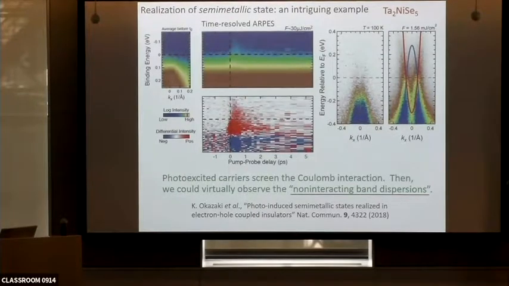Sorry for interrupting you. How can it be 30 microjoule per centimeter squared? That's a very low fluence for an ARPES experiment. Really? This one? Yeah, it's quite strange. I do not really understand. This is the data from the paper, so I think I did not write this. I don't know.